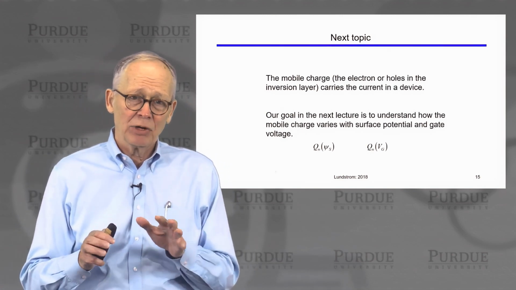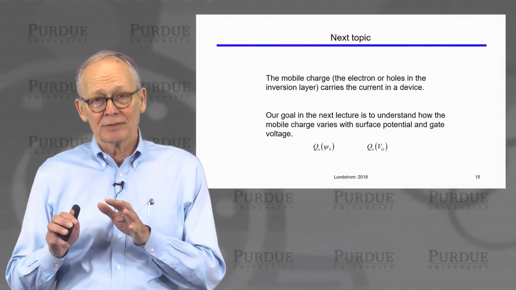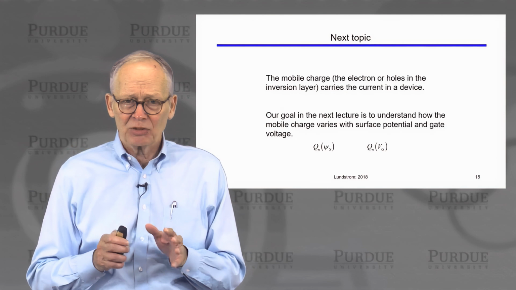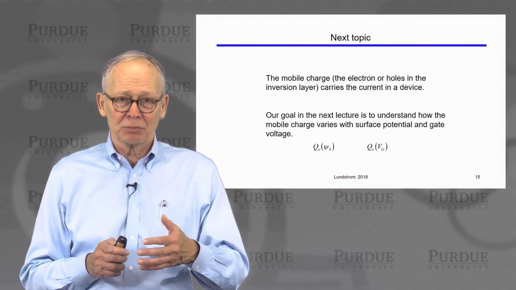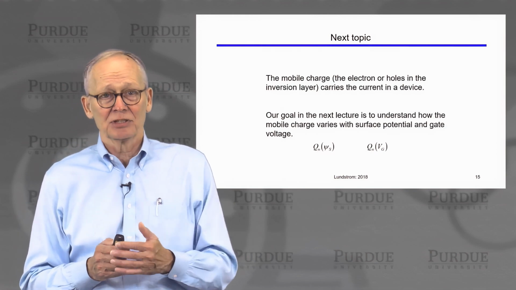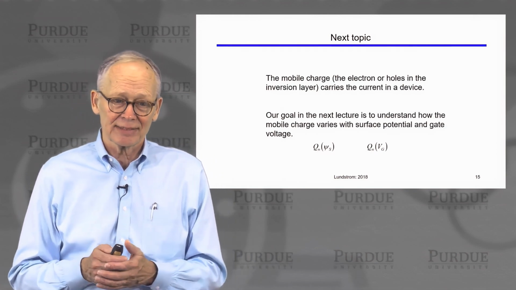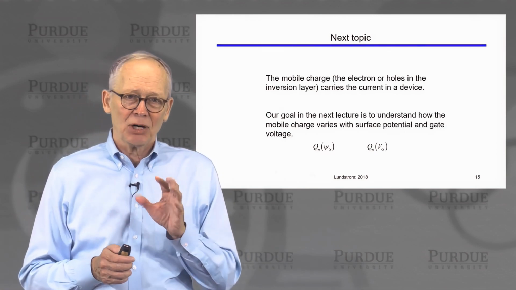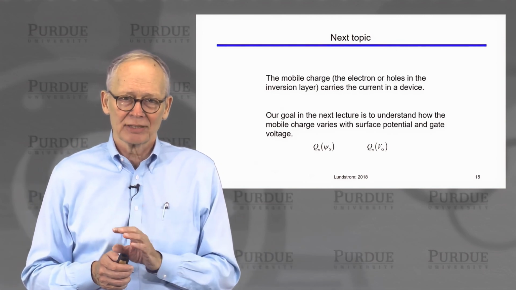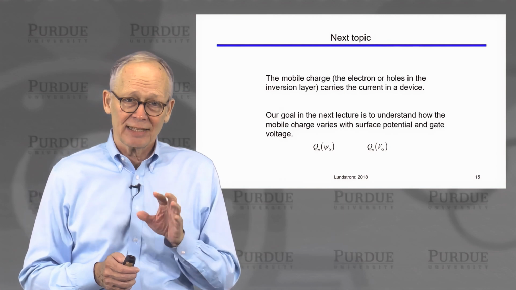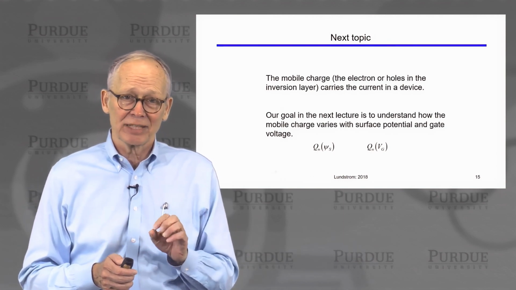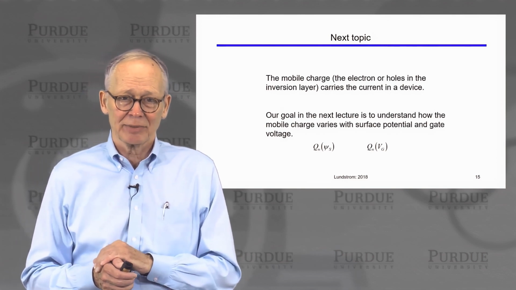And we're really now going to begin to prepare ourselves to understand MOSFETs. We've talked about charge in the semiconductor. There's a depleted charge, which affects the CV characteristics. There's an inversion charge, which also affects the CV characteristics. When we talk about MOSFETs, the current in a MOSFET is carried by the mobile charge. The mobile charge is the charge in the inversion layer. Electrons in a p-type semiconductor, holes in an n-type semiconductor.